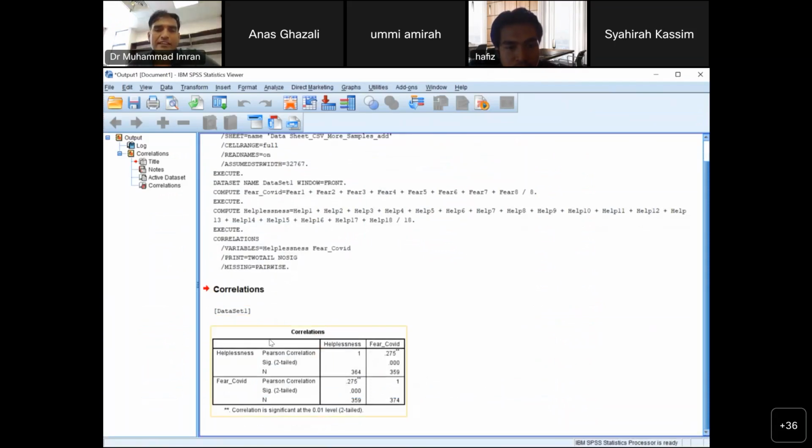Can you give me an interpretation of this result? This is the r value, and it is a significant positive but weak relationship. See, 0.7, weak relationship, but still a positive relationship. It means the more helplessness we have, the more fear of COVID-19 we have, because nobody is coming to help. So COVID-19 fear is also increasing, right?